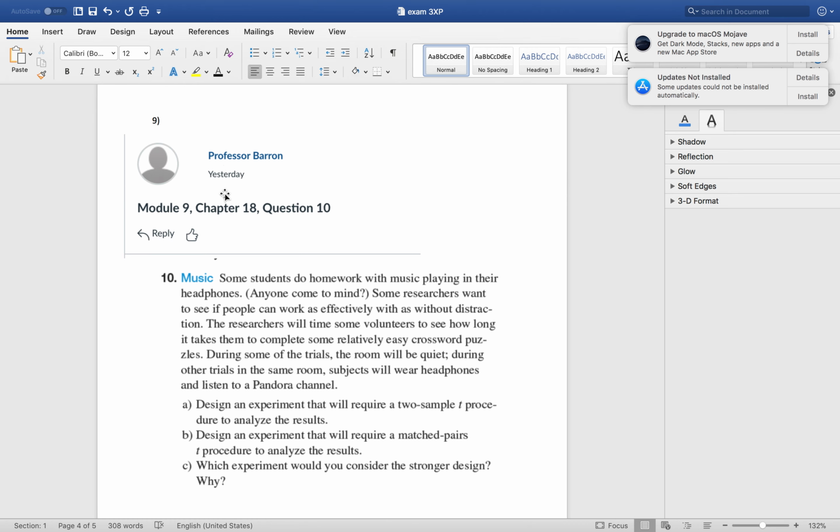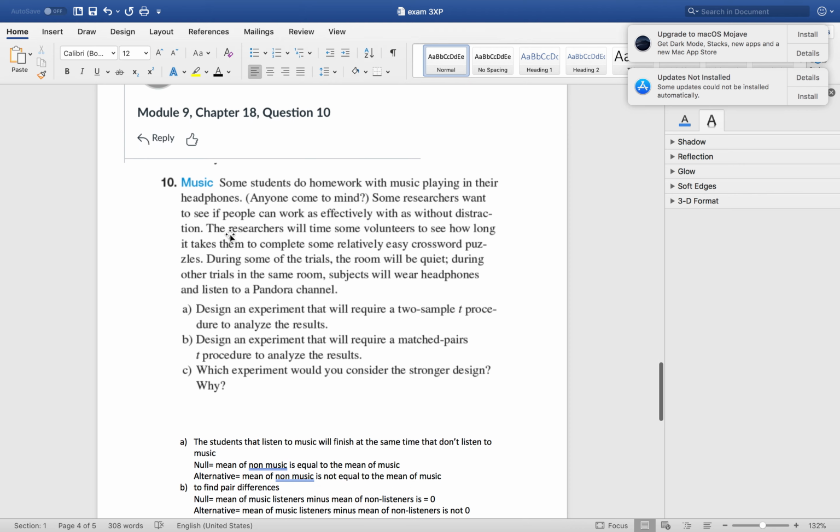Some students do homework with music playing in their headphones. Some researchers want to see if people can work as effectively with as without distraction. The researchers will time some volunteers to see how long it takes them to complete some relatively easy crossword puzzles. During some of the trials, the room will be quiet. During other trials, in the same room, subjects will wear headphones and listen to a Pandora channel. Part A: design an experiment that will require a 2-sample T procedure to analyze the result.